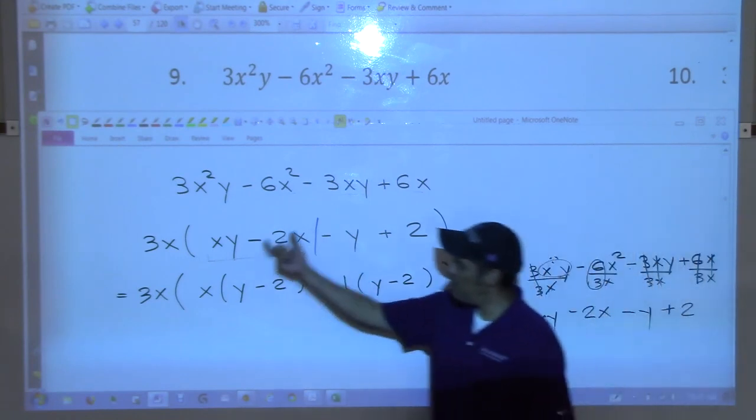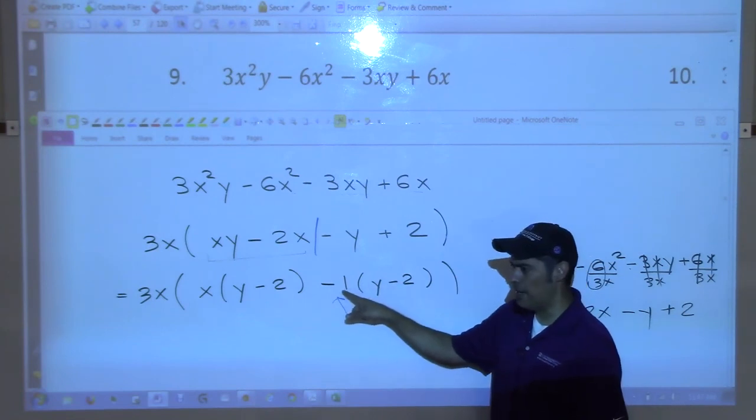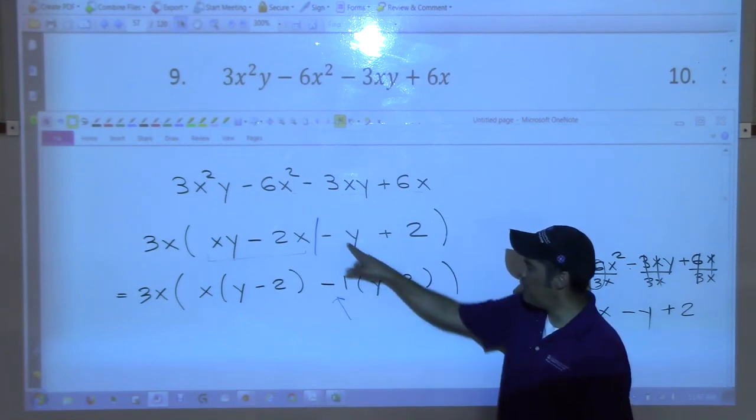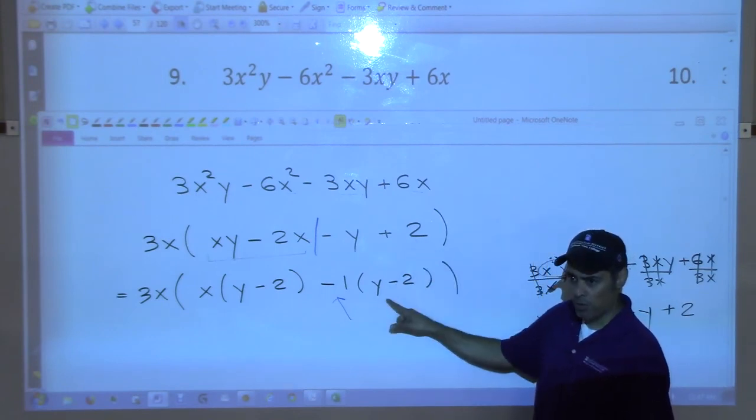You do your GCF here, you figure out what that must be, you put it here, and then you ask yourself what this would need to be. Negative 1 through here gives me negative y. Negative times negative would give me positive. So this works, right?